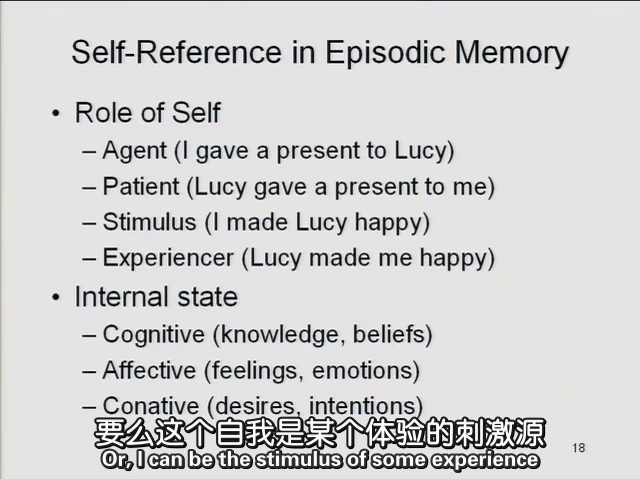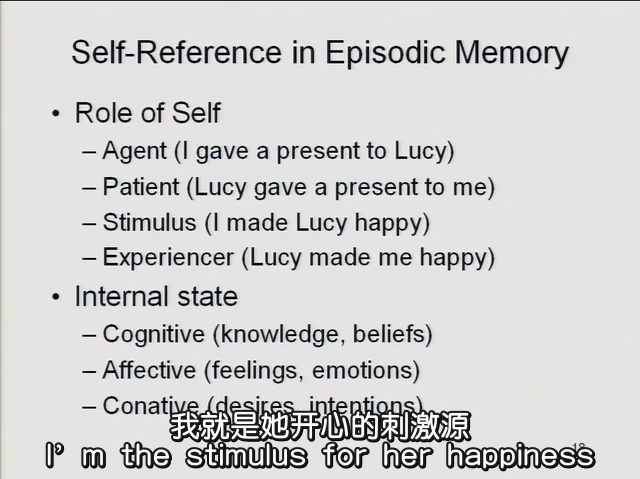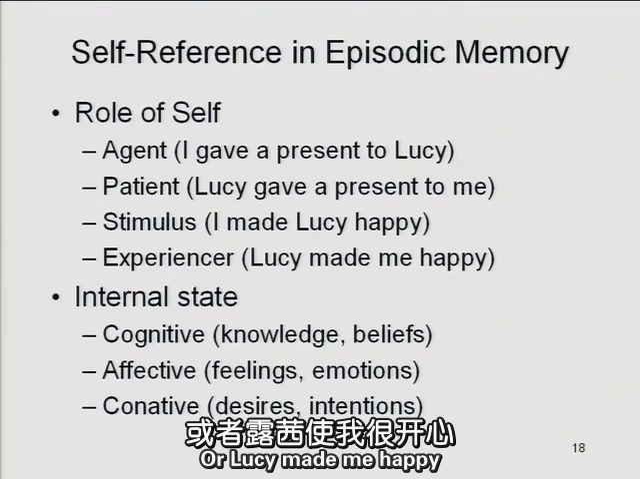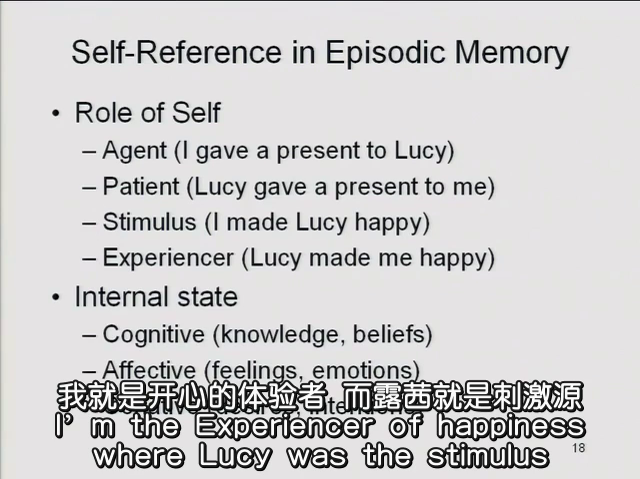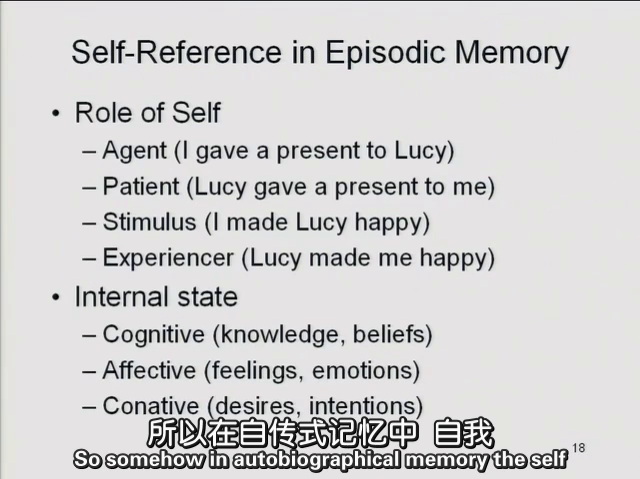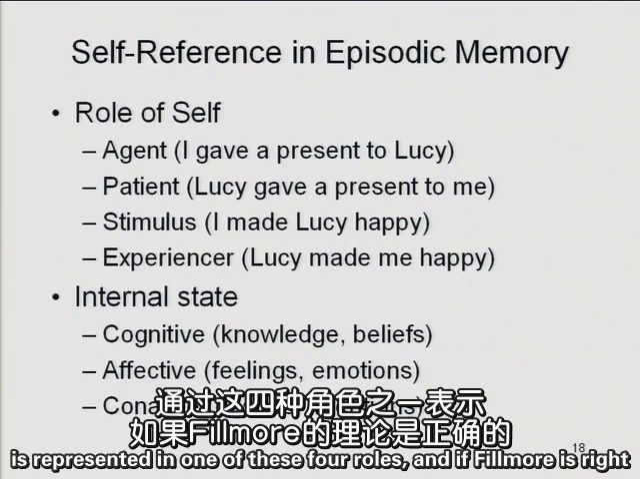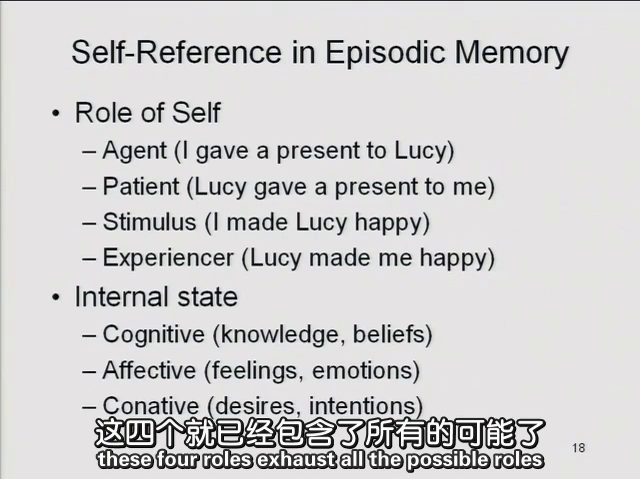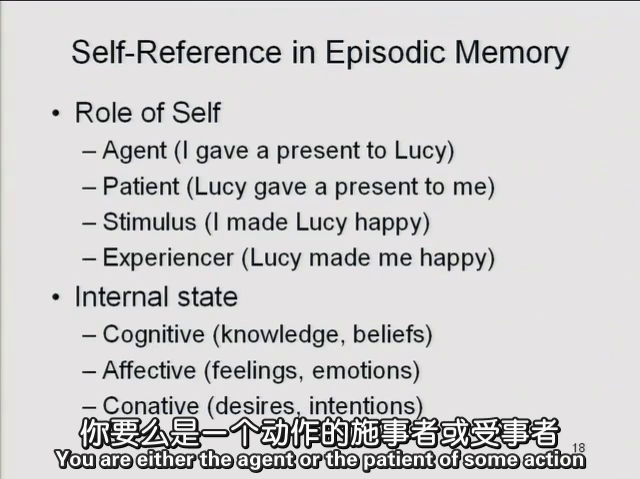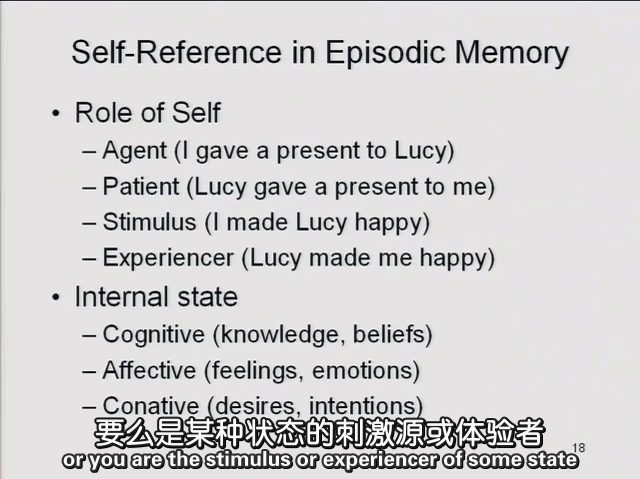Or I can be the stimulus of some experience. I made Lucy happy. I'm the stimulus for her happiness. Or Lucy made me happy. I'm the experiencer of happiness, where Lucy was the stimulus. So somehow in autobiographical memory, the self is represented in one of these four roles. And if Fillmore is right, these four roles exhaust all the possible roles. You're either the agent or the patient of some action, or you're the stimulus or experiencer of some state.